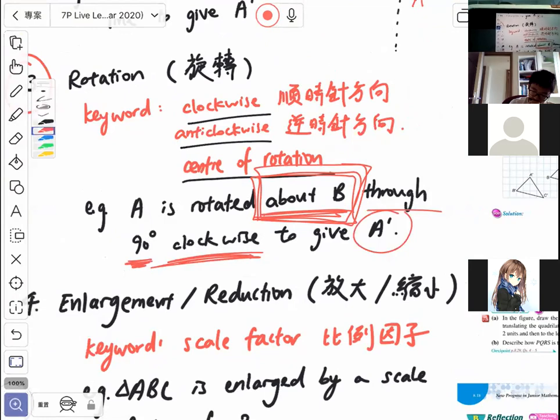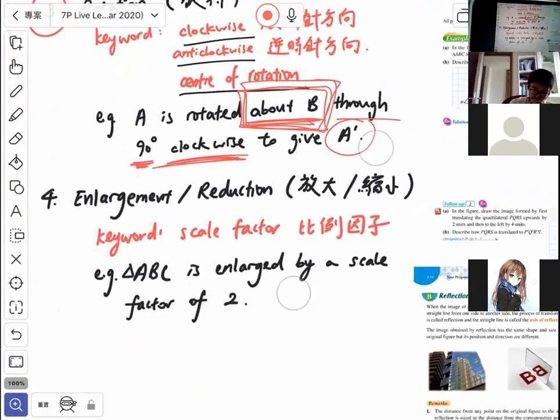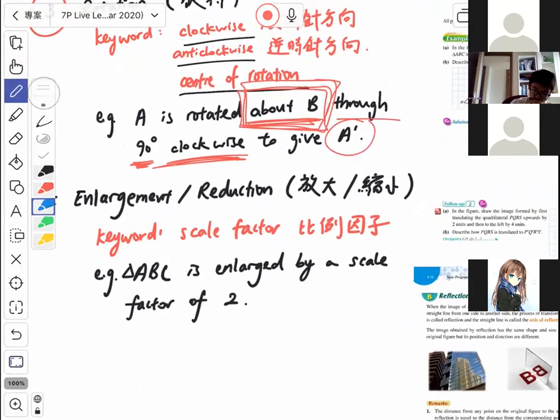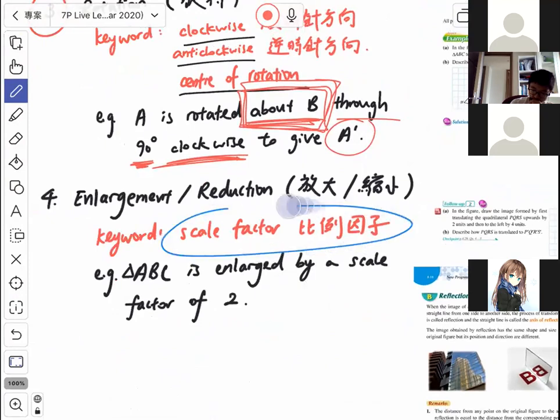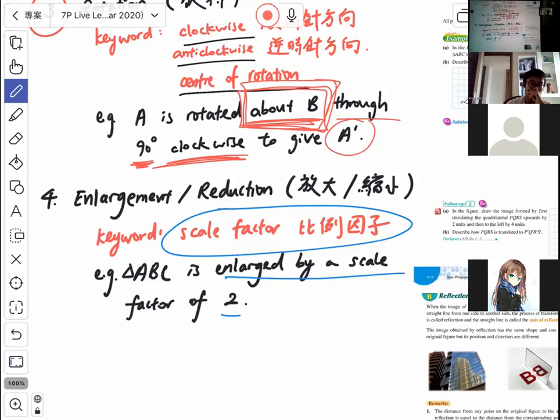And finally, for enlargement or reduction, you have only one keyword, which is scale factor, 比例因子. It means that if it is enlarged by how many times? Let's say enlarged by a factor of 2, reduced by a factor of 1/2, 1/4. 即係如果大嘅就大過1，如果細嘅就細過1。So this is called the scale factor.